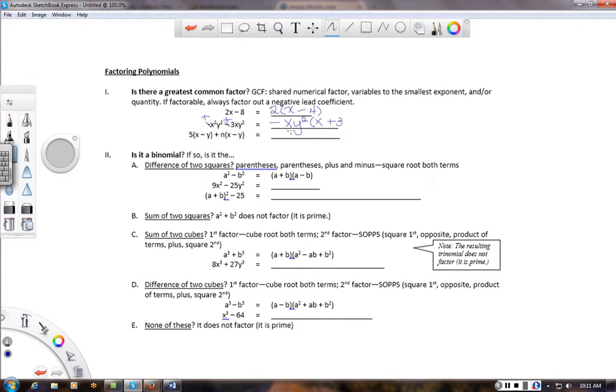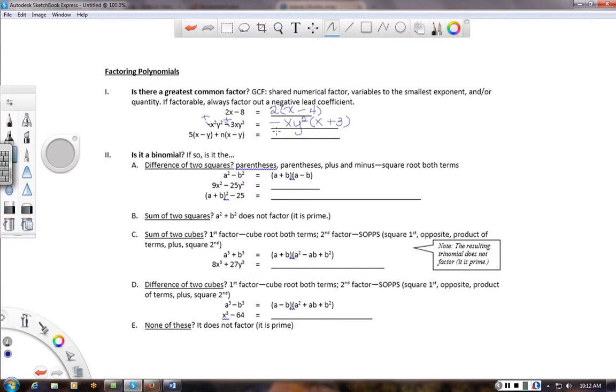Then we're looking at our variables once again. We have an xy squared, and we result in an xy squared. So no additional variables are needed. I do not list either one of them. I close it off. Once again, I can use the distributive property to multiply through, and I should get the same product. The next one has a unique GCF in that it is a quantity.